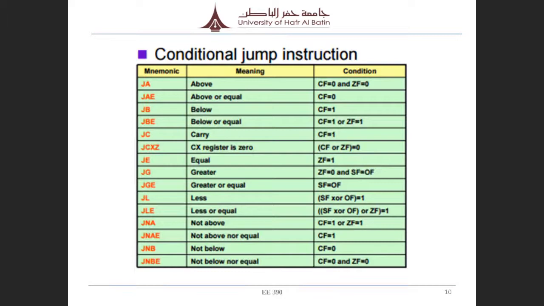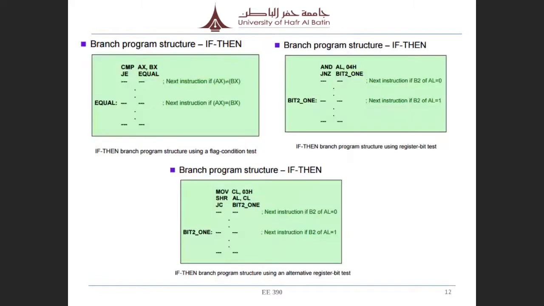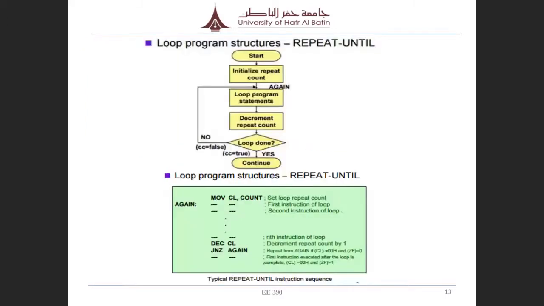Mainly we have used so far jump if carry flag is set, JC, JNC, jump equal, jump not equal. These are the things. You don't have to memorize all of these. Only if you think that we use them, they will be familiar to you.